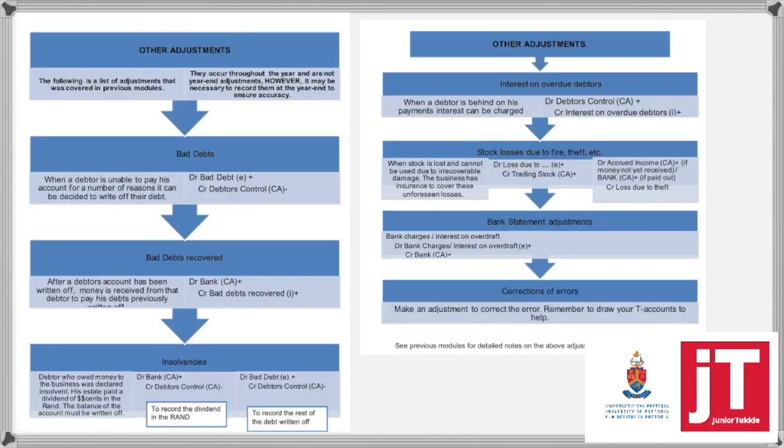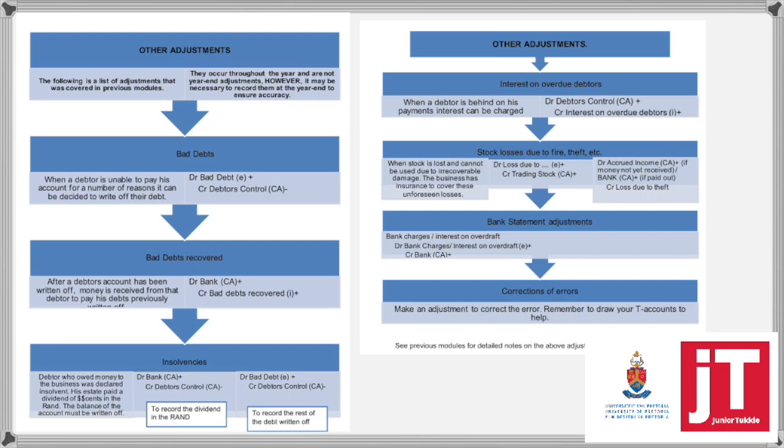Then next, we can have other adjustments. Now these other adjustments come from previous chapters, so that had specifically to do with debtors. So it's bad debts recovered, insolvency, so when a debtor becomes insolvent and you get money from the estate, interest on overdue debtors when you charge them because they're overdue on their account, loss in stock because there's theft or fire or whatever it might be, adjustments because of the bank statement. So in other words, there's bank charges or interest on overdraft or whatever that hasn't been recorded in our books yet, but that we still need to record.